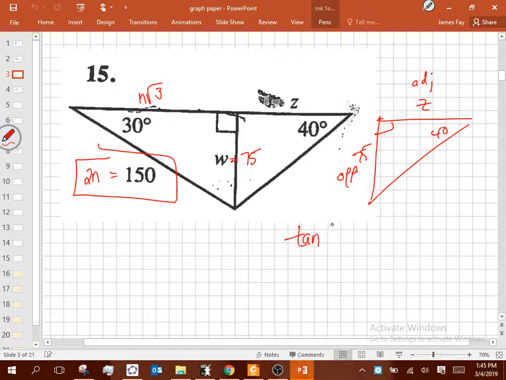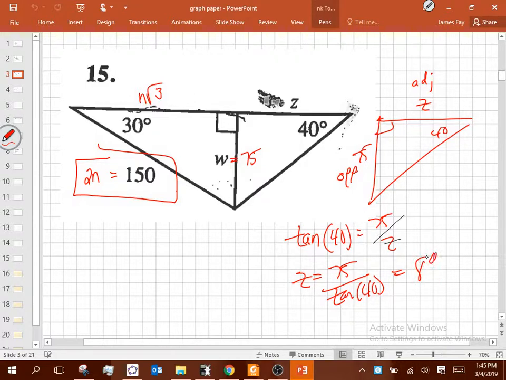Now, we don't always use tangent. Sine, cosine do show up. Just on this worksheet, they don't show up very often. So tangent of 40 is 75 over Z. So then I'll have Z to be 75 divided by tangent of 40. That equates out to be 89.4.